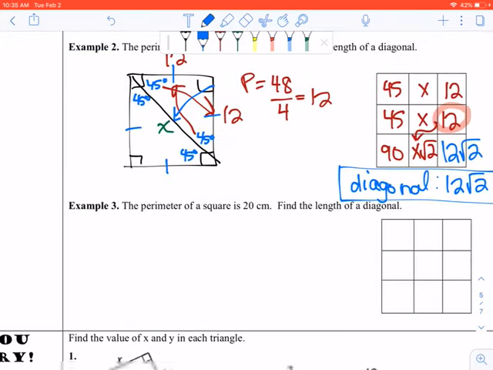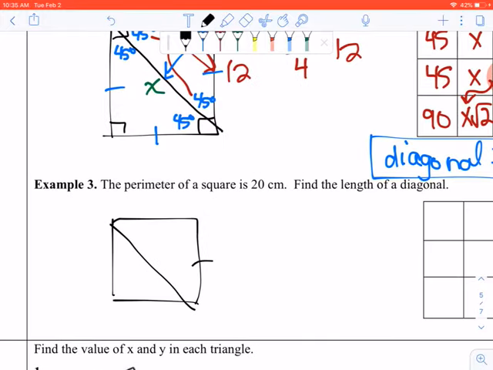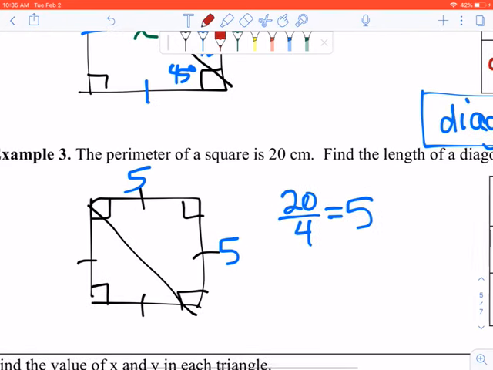All right, let's try one more just like that. So again, we have a square. Same thing, that creates a 45, 45, 90 triangle. There's my right angles. The perimeter is 20, so if I divide by 4, that's going to give me each side, because there's 4 sides. Each side is 5. I'm going to write in the angles. These are 45 because the angles are bisected by the diagonal. Again, I'm trying to find the length of the diagonal, so that'll be my x.